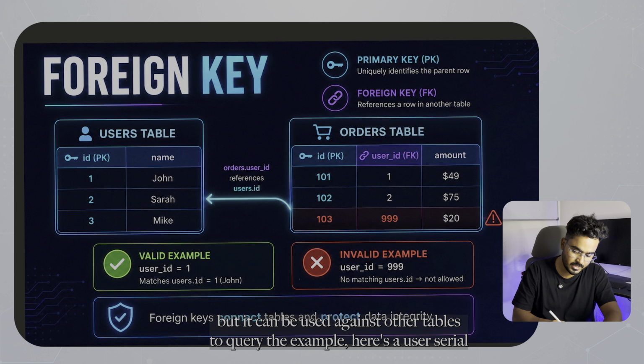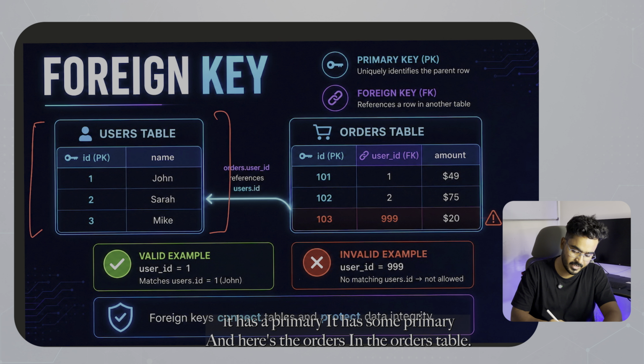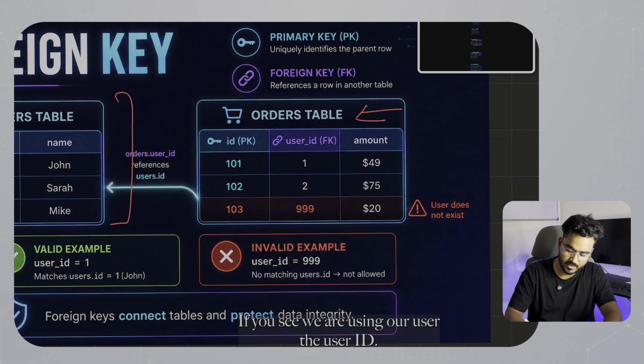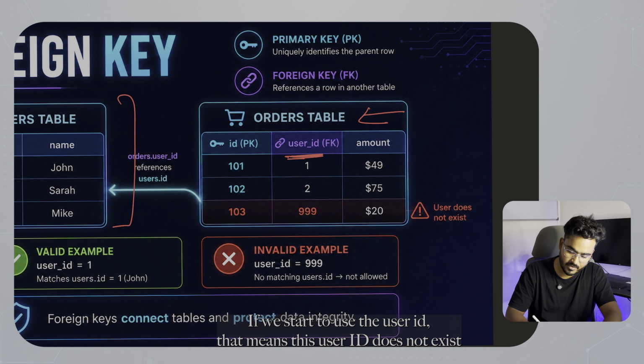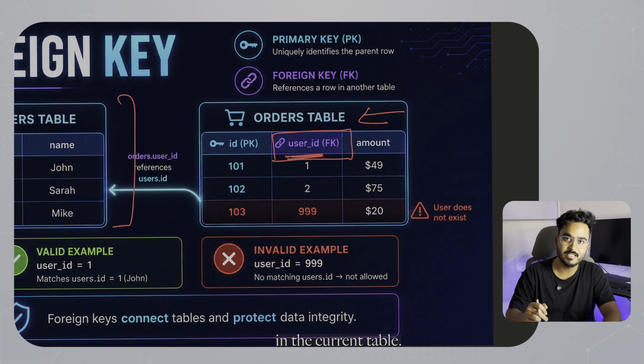For example, here's the users table and it has a primary key. It has some primary keys, and here's the orders table. In the orders table, if you see, we are using user ID. If we start to use the user ID, that means this user ID does not exist in the current table. In the orders table, it does not exist.